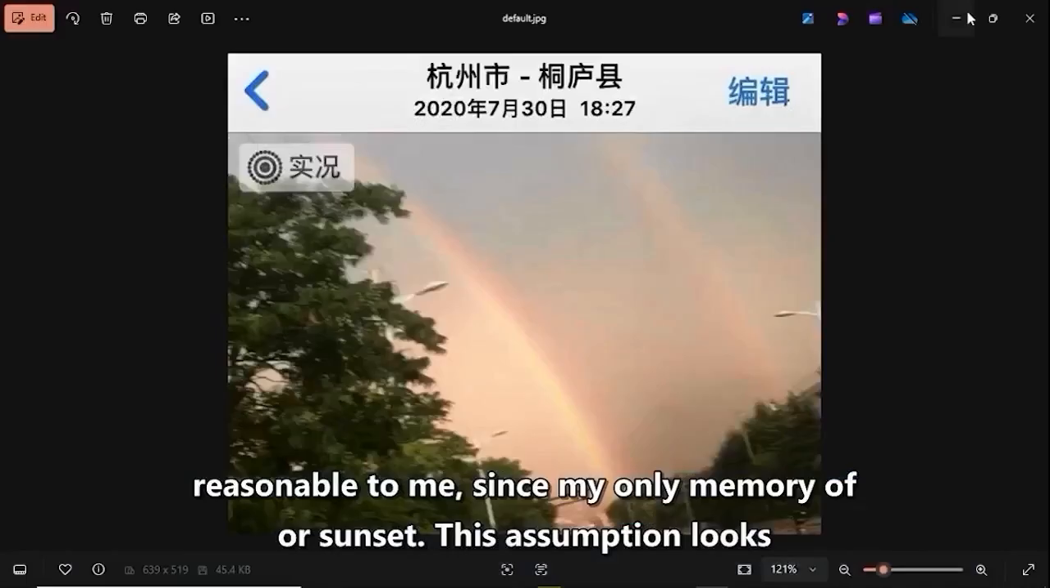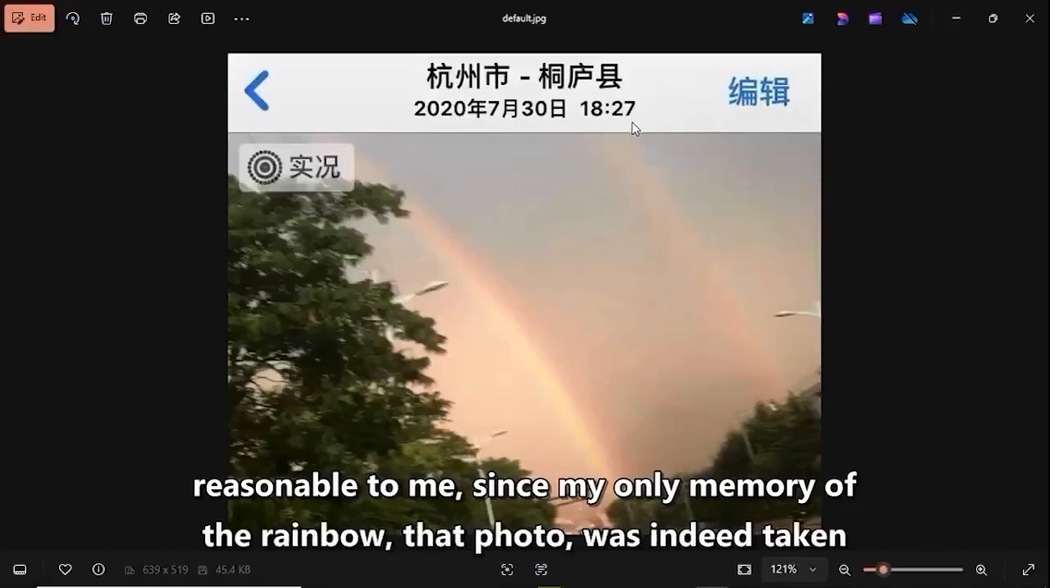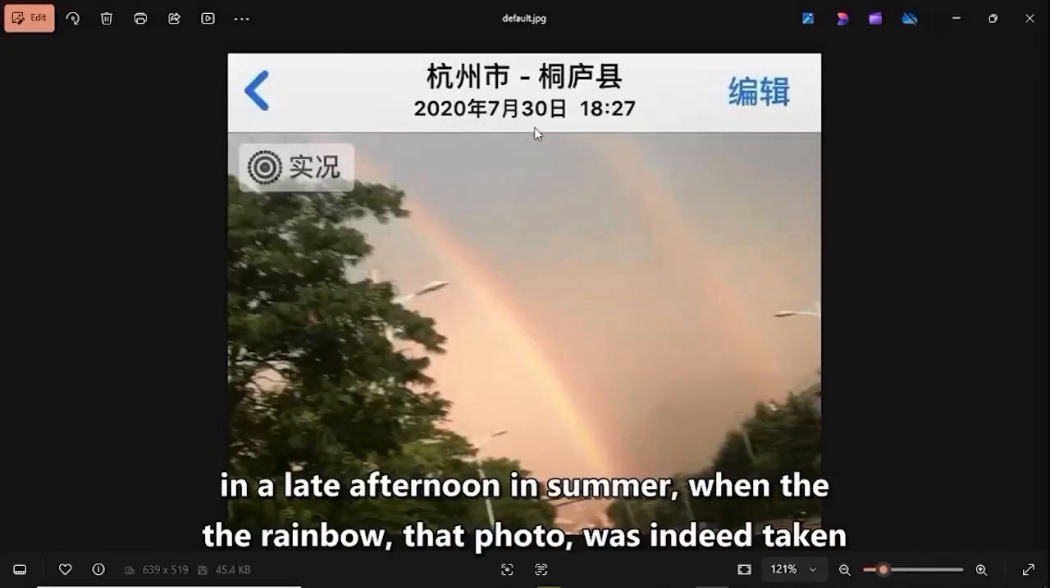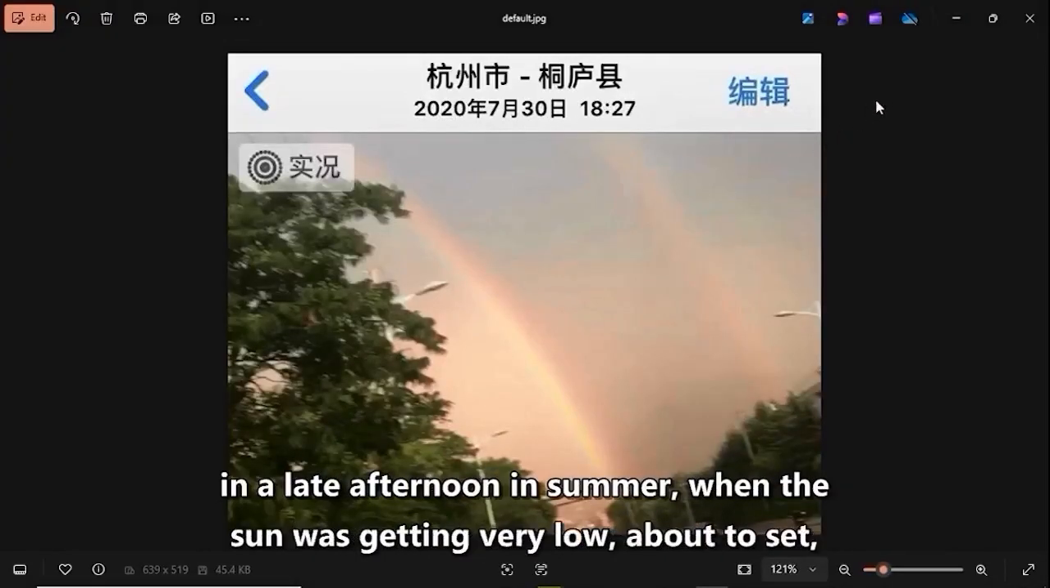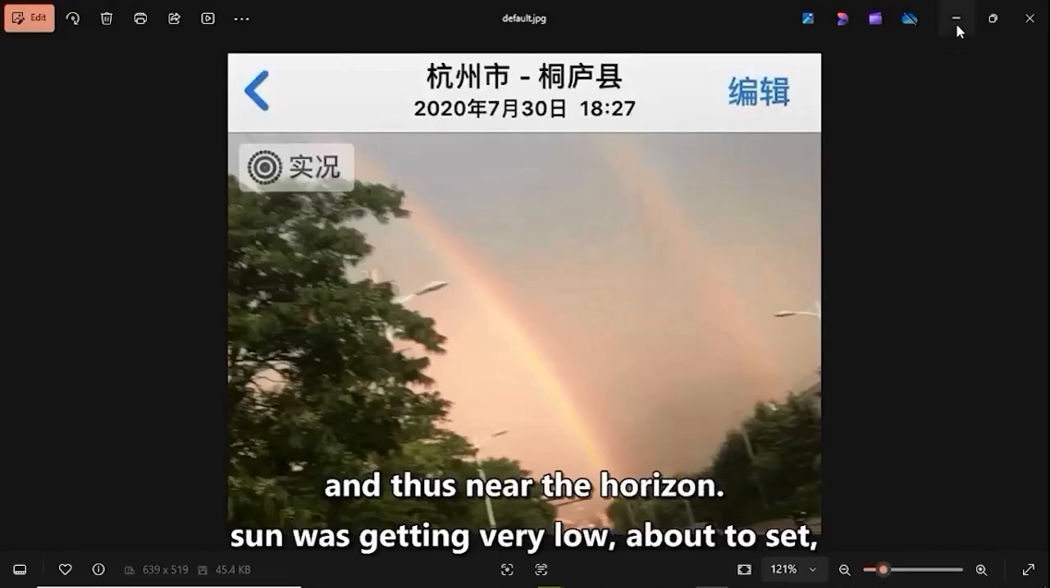Now back to our own rainbow. Despite being a little fainter compared with the primary rainbow, the secondary rainbow is still obvious, isn't it? Now pay attention to the time and the place of the photo. That photo was indeed taken in a late afternoon in summer, when the sun was getting very low, about to set, and thus near the horizon.